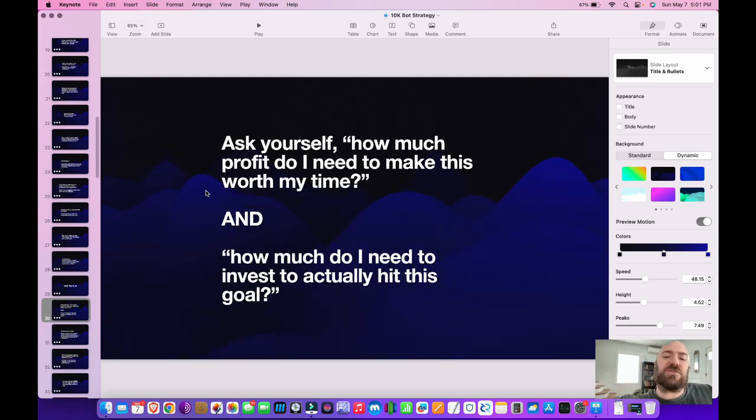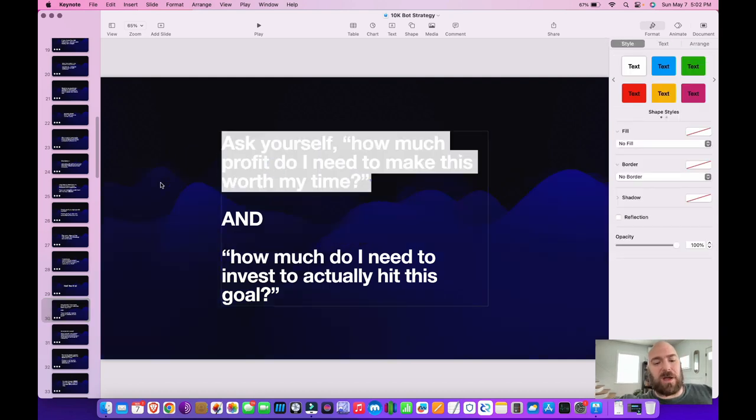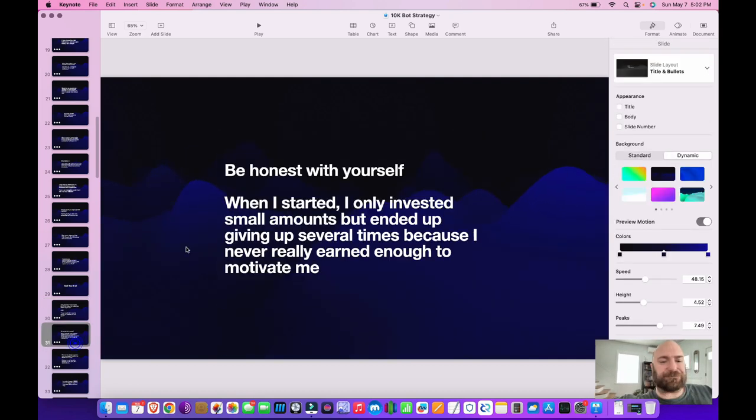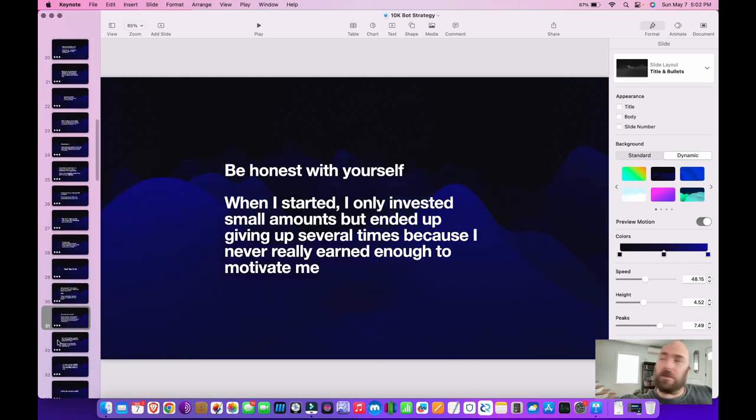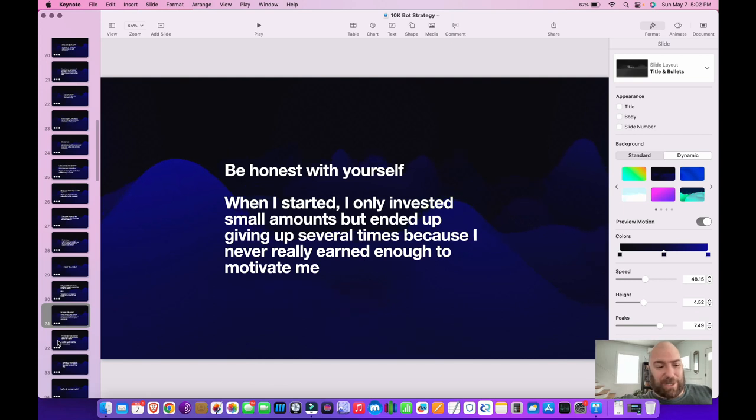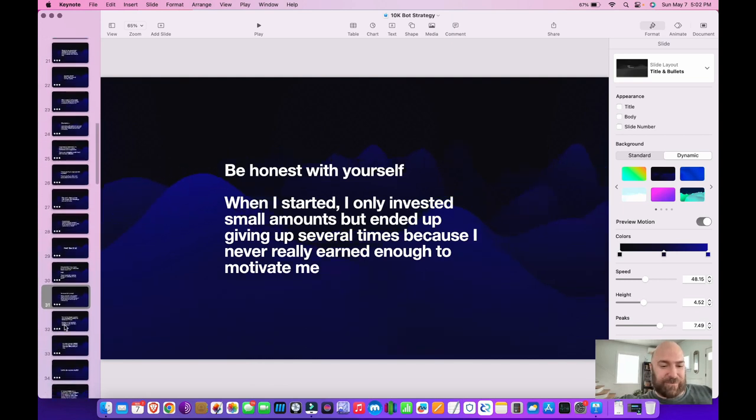Ask yourself, how much profit do I need to make this worth my time? And what I mean by that is, what's really going to keep you engaged and in the game? How much do I need to actually hit that goal? Be honest with yourself. When I started, I only invested small amounts because I ended up giving up several times, because I never really earned enough to motivate me. Sorry, sounds like somebody's using a hairdryer in the background if you hear that.